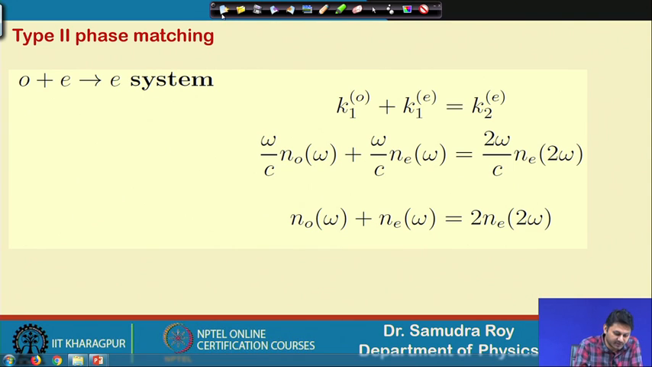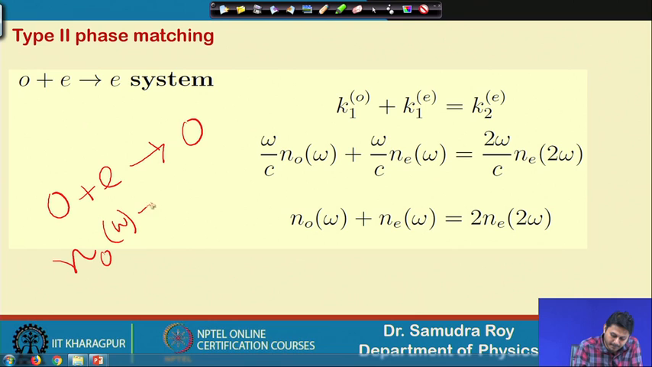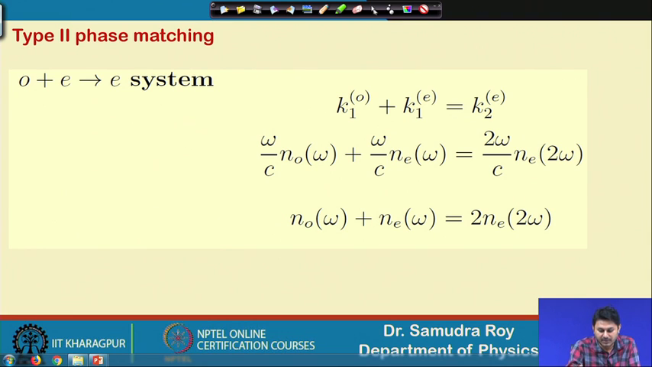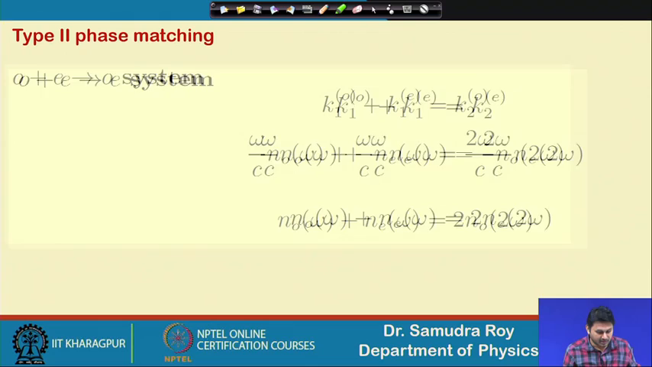So, let me write once again very clearly. One ordinary wave and one extraordinary wave lead to one ordinary wave. So, what should be the expression? The left hand side will remain the same, but in the right hand side we have something different, because this is the ordinary wave of 2 omega. So, I will have 2 of the ordinary wave of 2 omega. Exactly the same calculation we have done in the next system.